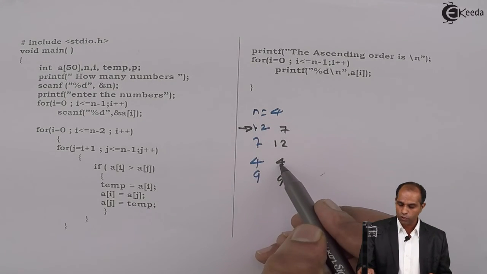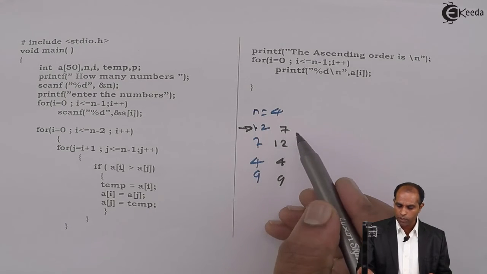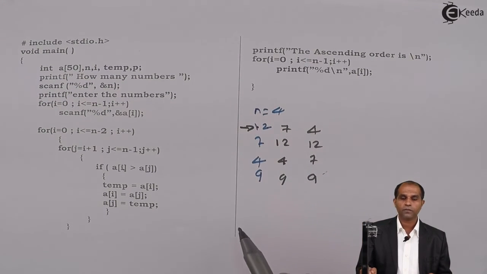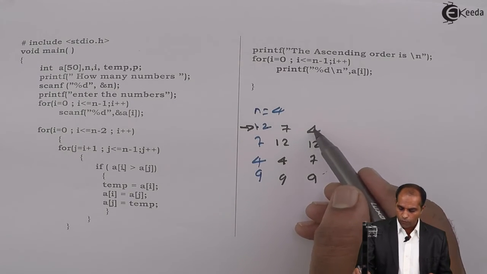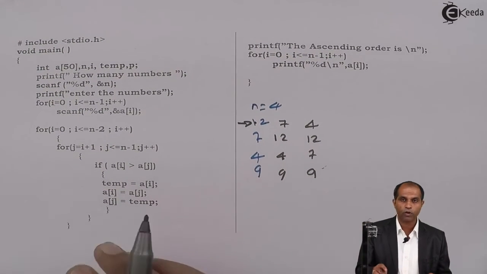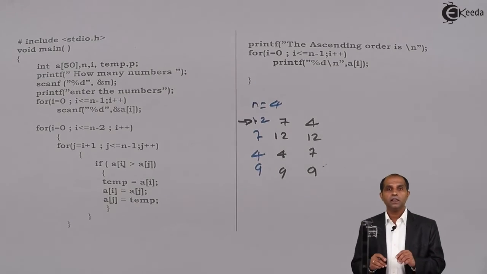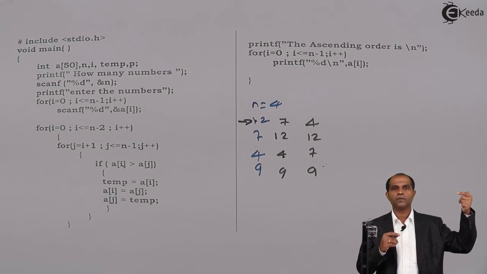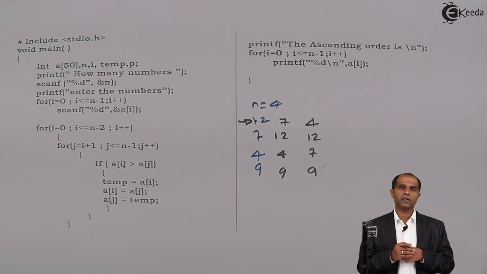7 greater than 4, true. True in the sense, again swap these two: 4, 12, 7, 9. I is still 0, 4 greater than 9, false. False in the sense, keep the number as it is, don't do this particular operation. So J is increased, I is kept constant. So I is a strip and J is a comparison.